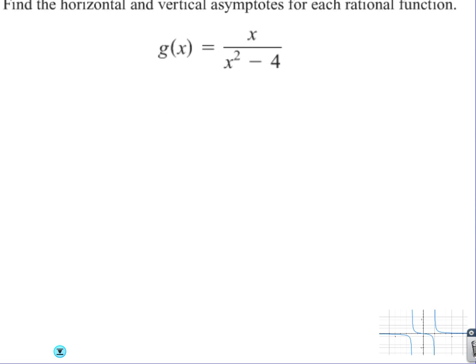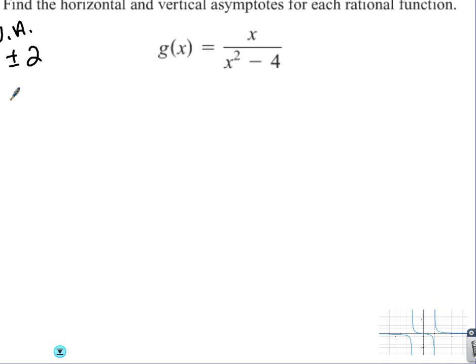Another one. What are my two excluded values for my domain? So positive and negative 2. And my question is, will x plus 2 or x minus 2 cancel at the top? No, so these are both going to be x equals, your vertical asymptotes.